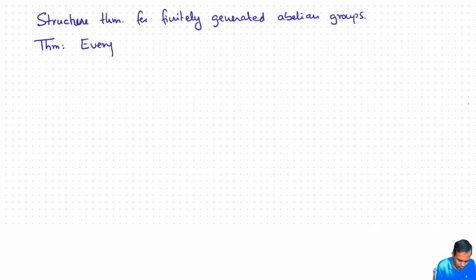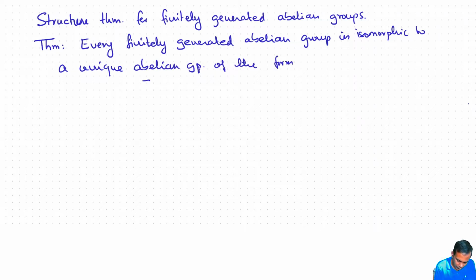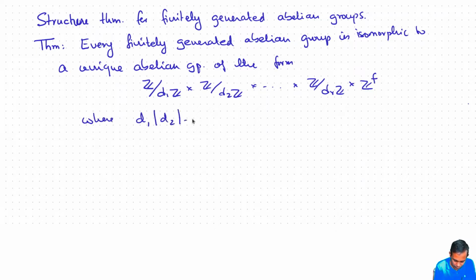Every finitely generated abelian group is isomorphic to a unique abelian group of the form Z mod d1Z cross Z mod d2Z cross ... cross Z mod drZ cross Z to the power f, where d1 divides d2 divides ... divides dr, and all these di are positive integers, and we don't take them to be units, so we take them to be greater than 1. And of course f is any non-negative integer.